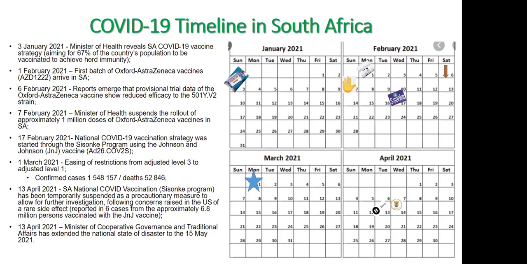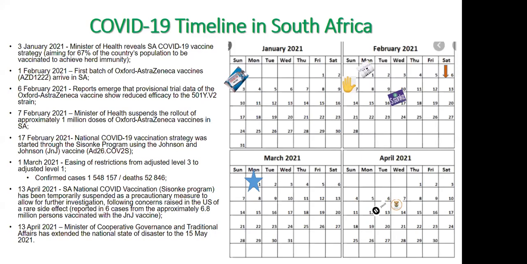Just literally within this week, on the 13th of April, it was announced that the Sisonke program has been temporarily suspended as a precautionary measure to allow for further investigation into the vaccine. And this came on the backdrop of 6 cases in the US reporting a very rare potential clotting side effect out of approximately 6.8 million persons that were vaccinated. So we're somewhat waiting for further information around what's going to happen there. And virtually on the same day, the Minister of Cooperative Governance and Traditional Affairs signed an extension to the national state of disaster, which will now be extended to the 15th of May 2021.